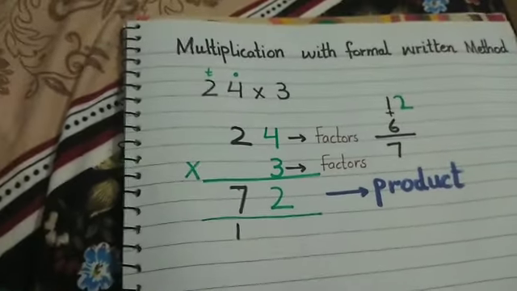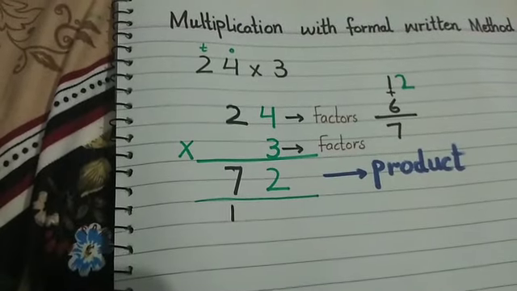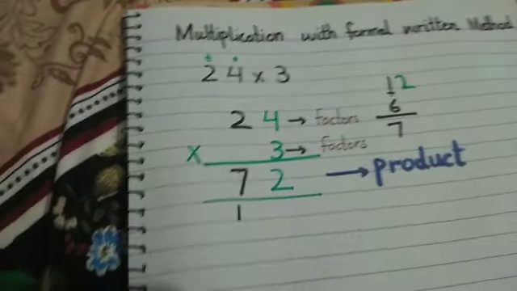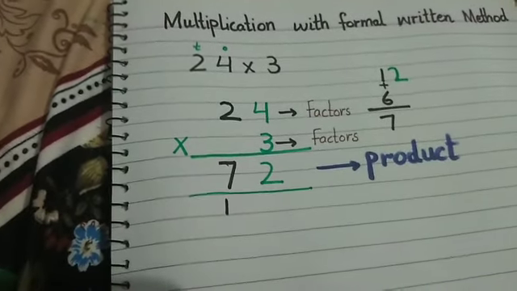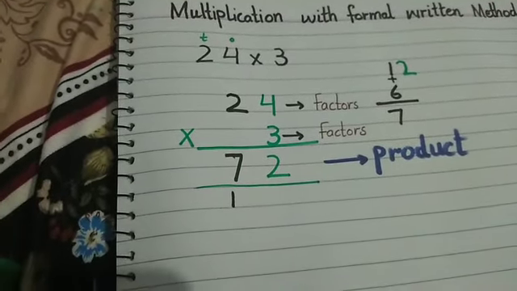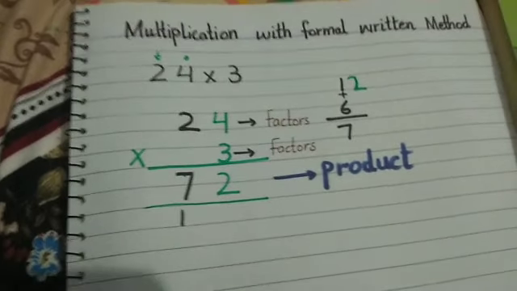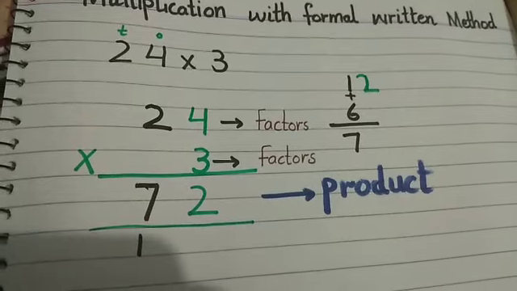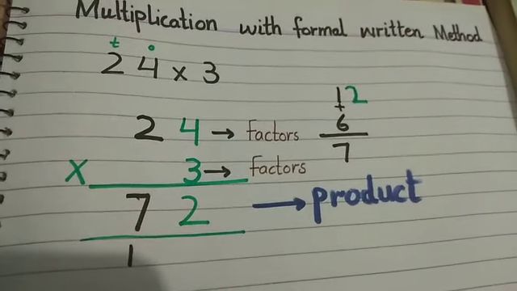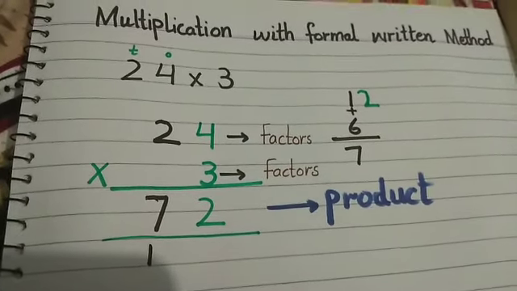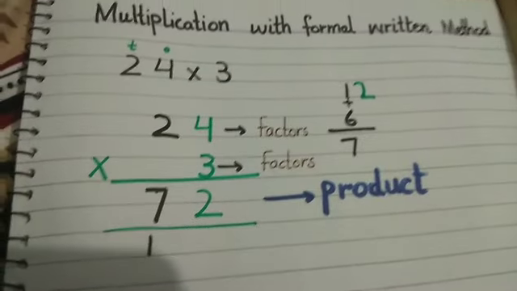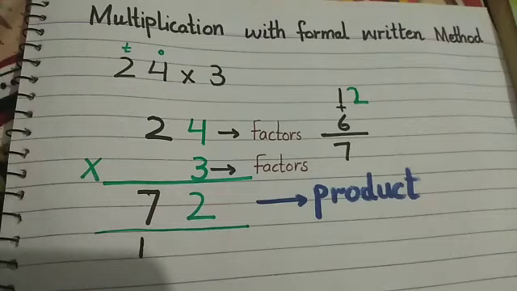So I hope this is clear to you, how we multiply with the formal written method. This is the formal written method that we use when we are multiplying a single digit number with a double digit number. I hope that today's lesson is very informative for you.